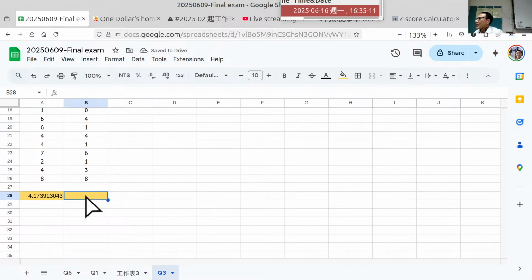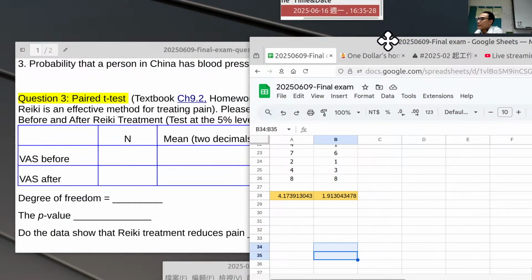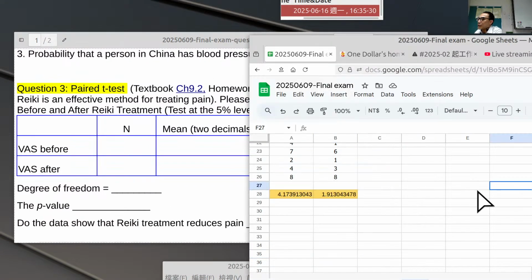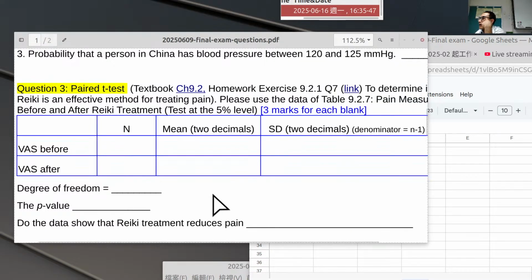And the second one, the same way. B4 through B26, okay. That's 9.1. Thus the second answer, share two decimals. The mean to two decimals, before is 4.17, after 1.91.